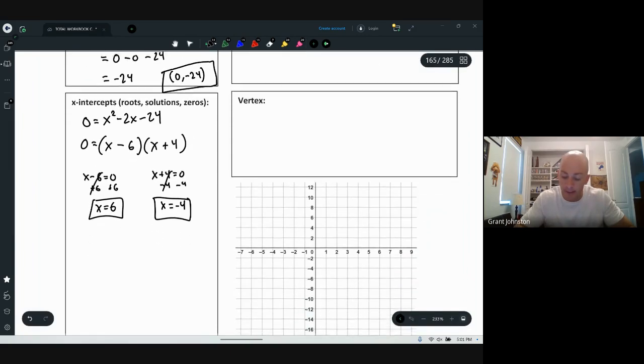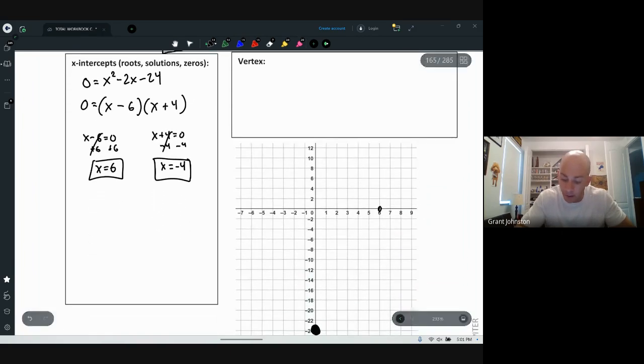So I'm going to plot that. Here at 6 is one of them, and then at negative 4 is another one of them.